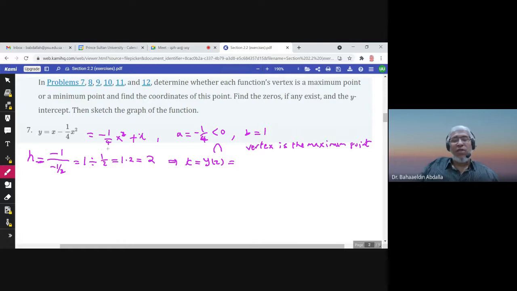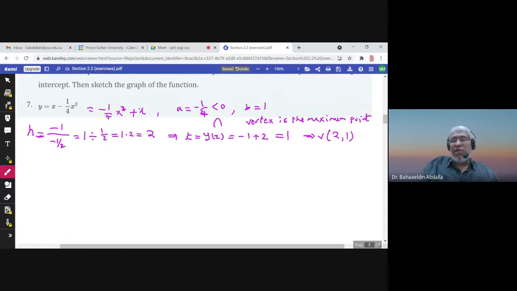So I replace x by 2. So negative 1 over 4 times 4, 2 squared is 4, is negative 1, plus x is 2, so k is 1. So the vertex has coordinates h is 2 and k is 1. So we found the coordinates of the vertex. Find the zeros, if any exists.